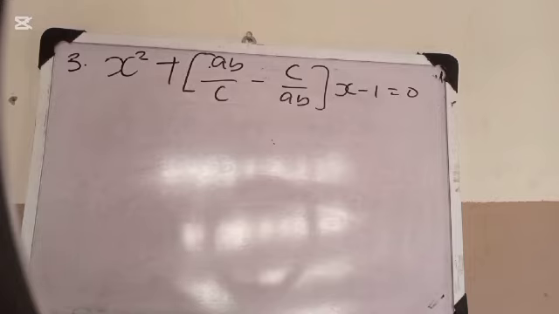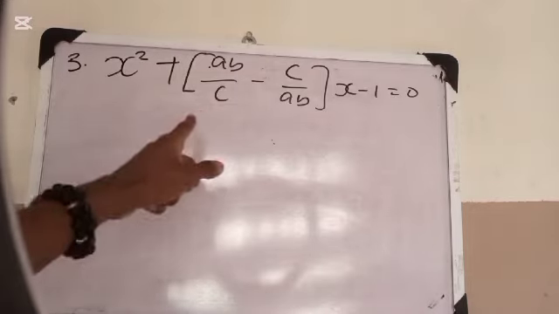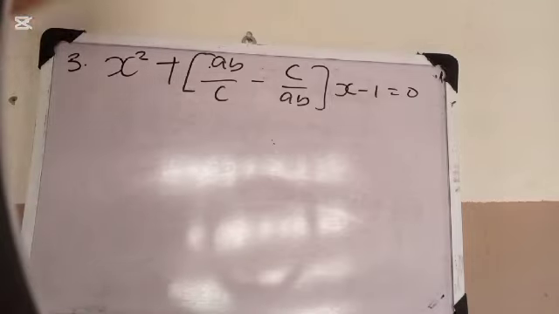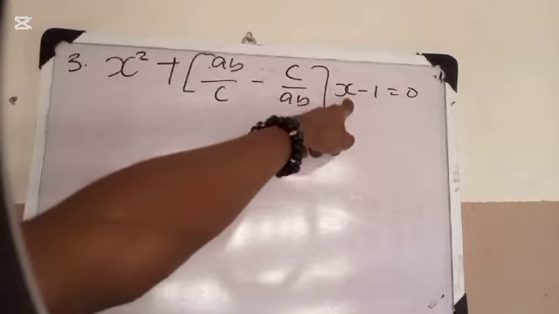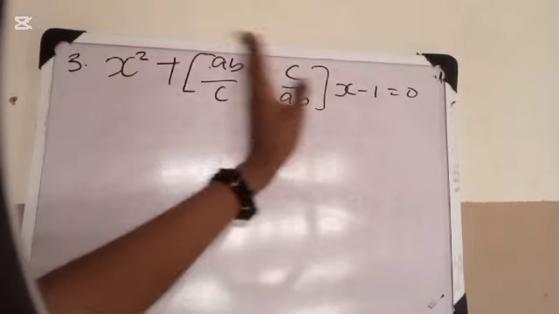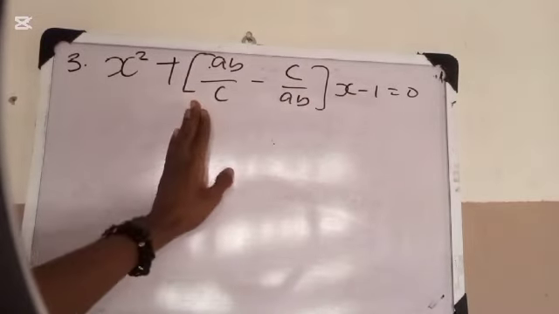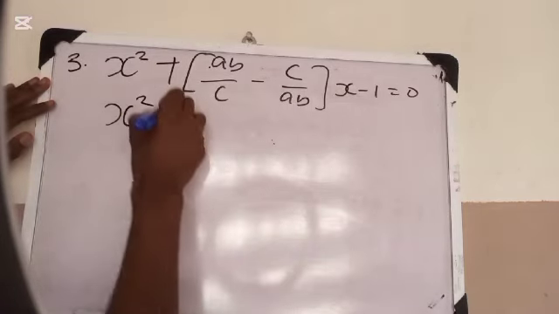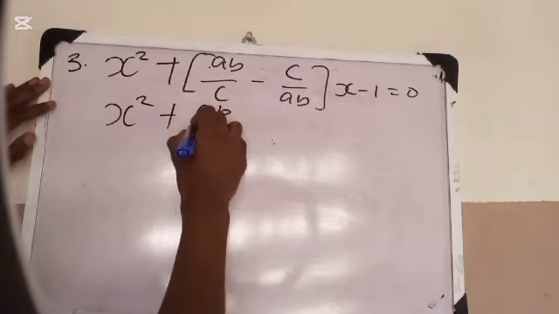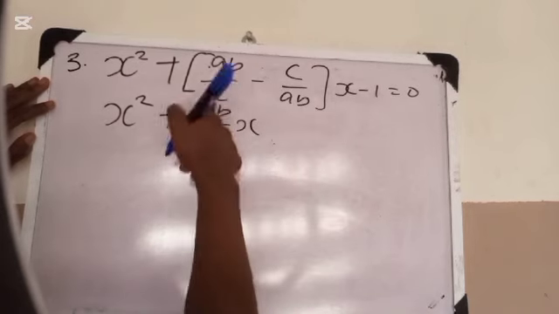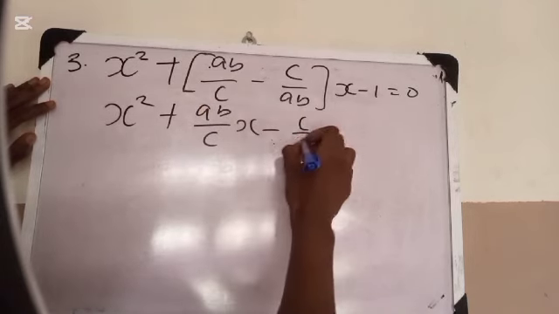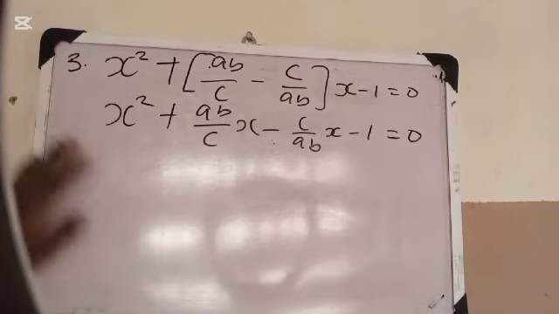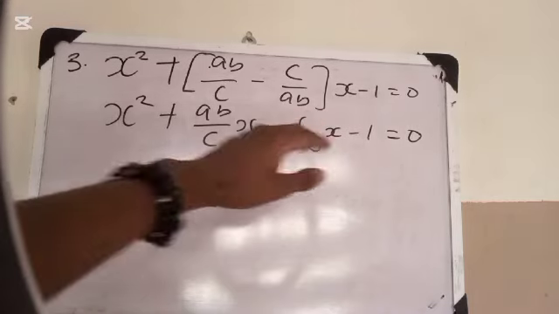Now what do you do? You know that normally in our question you shouldn't see a bracket. The bracket should come while you are solving it, not in the equation. So you use this x to open your bracket, because this x is closer to the bracket. When you use your x, you are going to have x squared plus ab over c times x, minus c over ab times x, minus 1 is equal to 0.